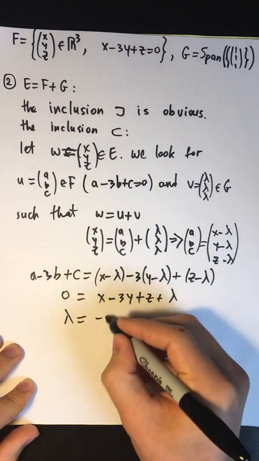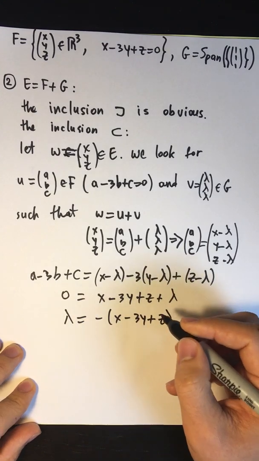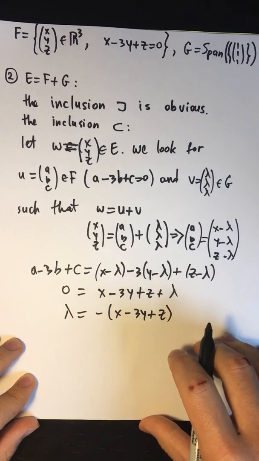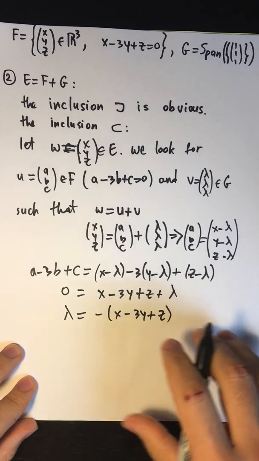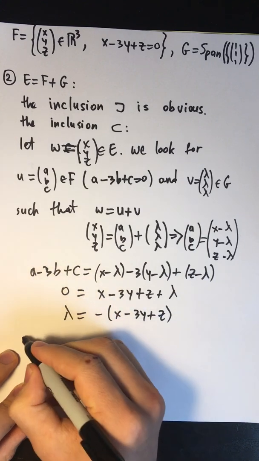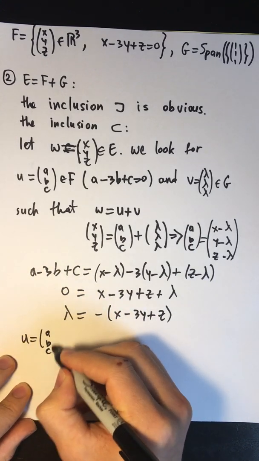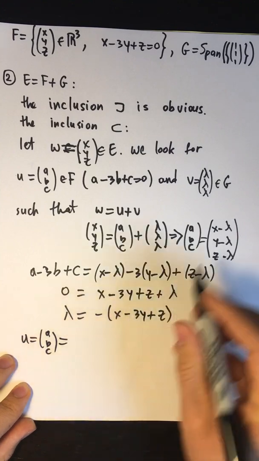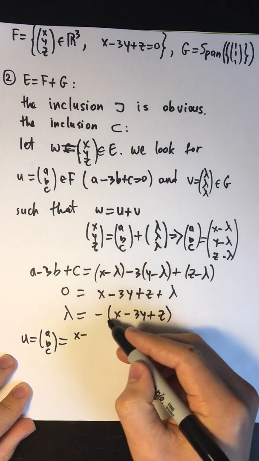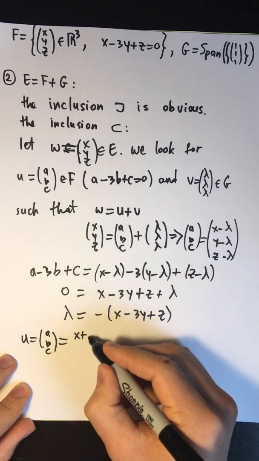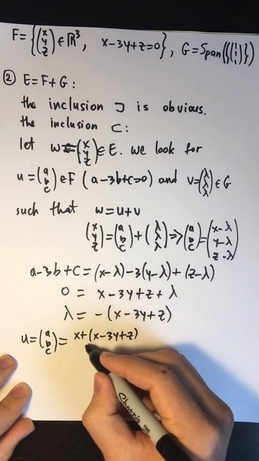So lambda is equal to minus x minus 3y plus z. Okay, now I found one particular solution, and now all you have to do is write it down here. So u is a, b, c, right? A, b, c is x minus lambda. What is lambda? Minus this, so it will be plus x minus 3y plus z.